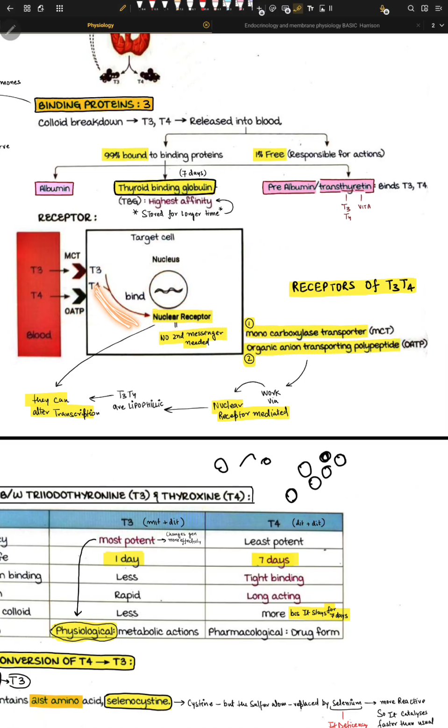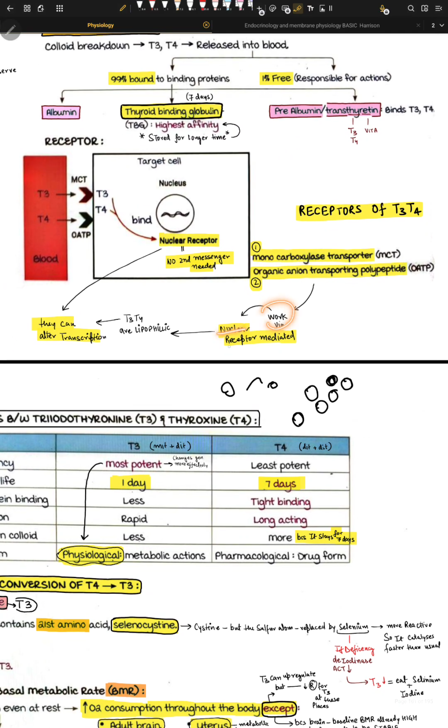So there is no second messenger because it's a lipophilic hormone. I am saying this again and again. It binds to the nuclear receptor, then the formation of mRNA happens, then there's gene transcription. RER makes new proteins. So T3 and T4 lead to the formation of new genes, right? Genetic result, so it works via nuclear receptor mediated action. T3 and T4 are lipophilic, and they can alter transcription in the nucleus, in the DNA.